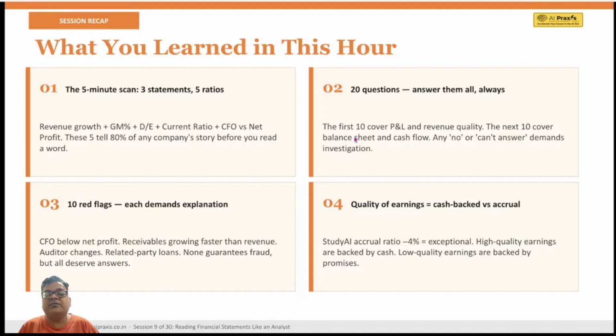And finally, it was something called the quality of earnings, the most important idea of the session. High quality earnings are backed by cash. Low quality earnings are backed by accruals and assumptions. In case of study A, the accrual ratio of -4% shows strong cash backed earnings. So from today, you don't just look at profit. You ask this very simple question: is this profit real? And that one question will completely change how you analyze your business.